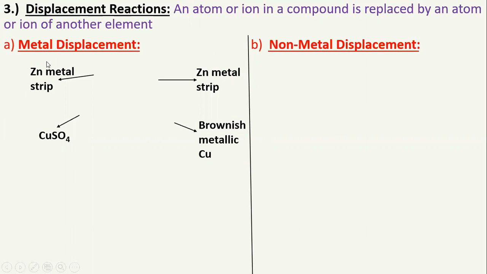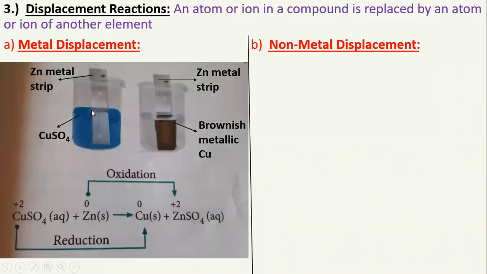First comes metal displacement, because displacement will be further classified into two types: metal displacement and non-metal displacement. So first let us see what is meant by a metal displacement, how a metal is moved from one place to another place. That is said to be a metal displacement. Just look at this example.